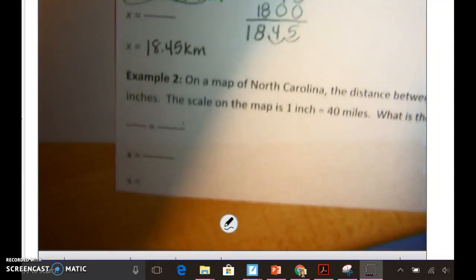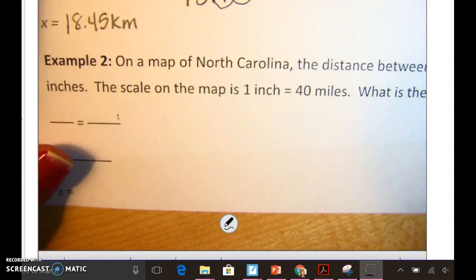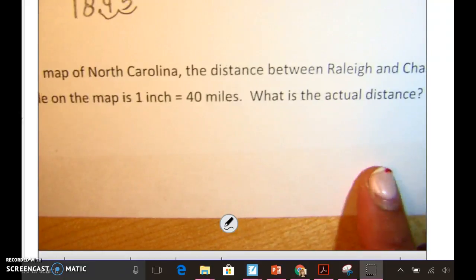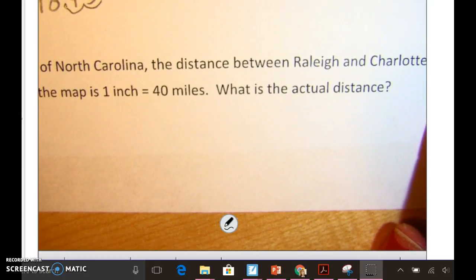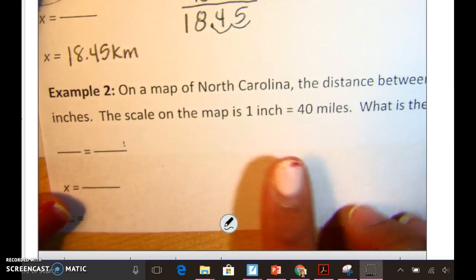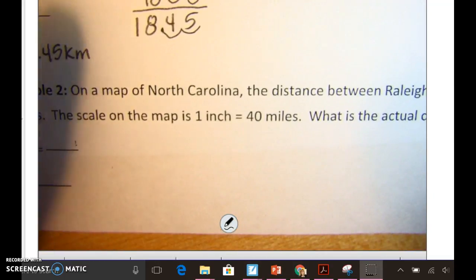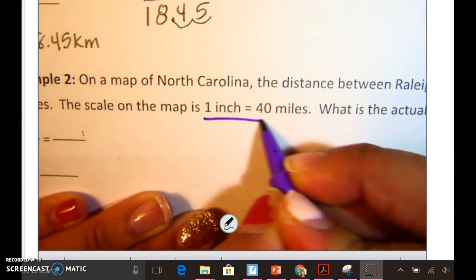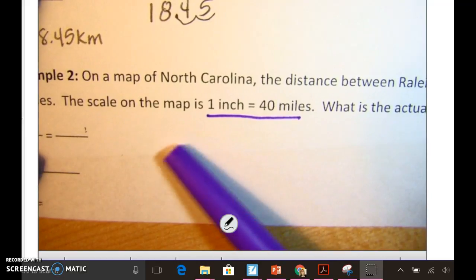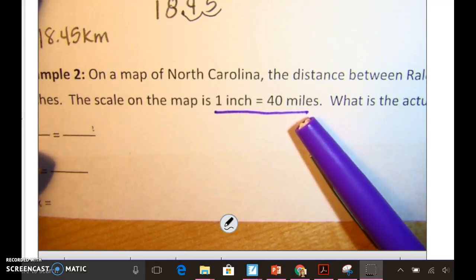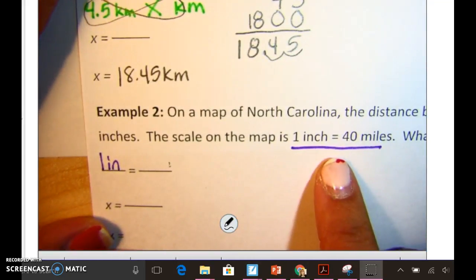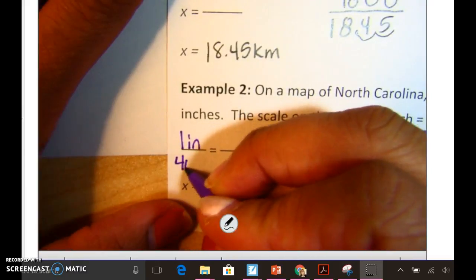I will help you set it up, and then you're going to solve it and ask myself or Ms. Gardner to come check it. On a map of North Carolina, the distance between Raleigh and Charlotte is 3 1/4 inches. The scale on the map is 1 inch equals 40 miles. Let's underline that. What is the actual distance? Okay, so you're always going to start with the scale that they give you. So when you set up your ratio, they told you 1 inch equals 40 miles.